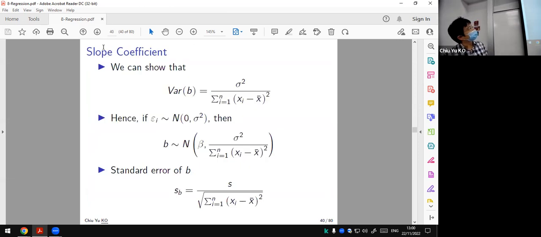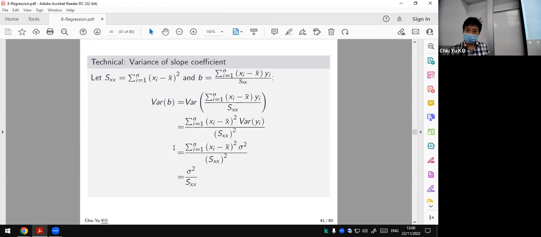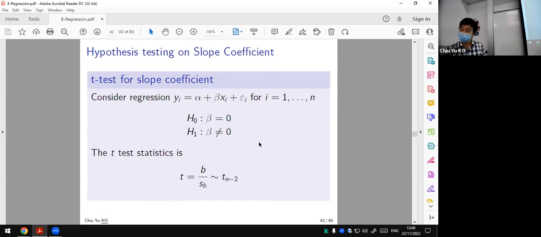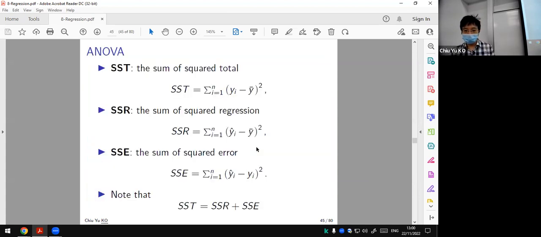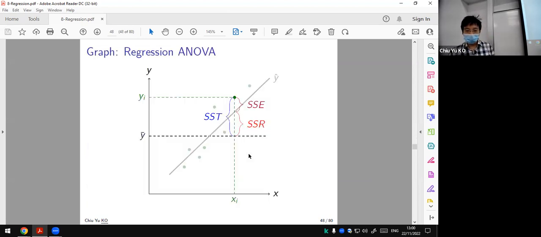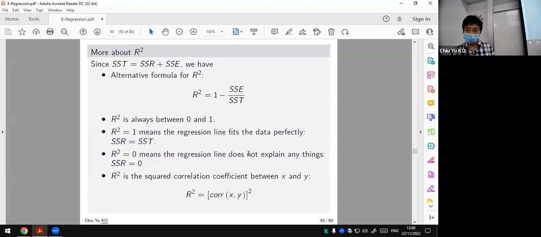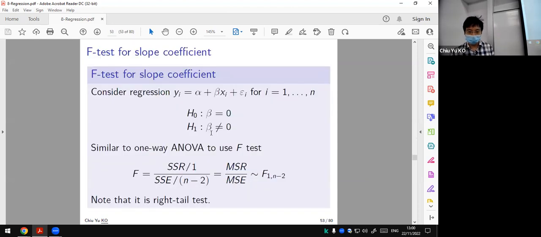The second is we want to see whether the slope is also 0 or not. So this is the second test. We'll do ANOVA in this context. What ANOVA is going to do is the same idea. We're going to test whether beta is 0, and it turns out this F test will actually give you the same as the t-test.